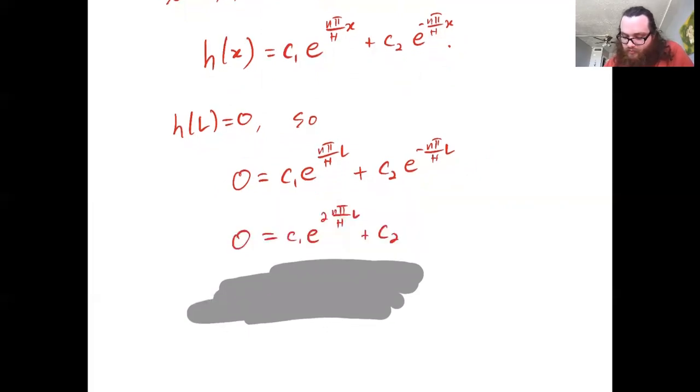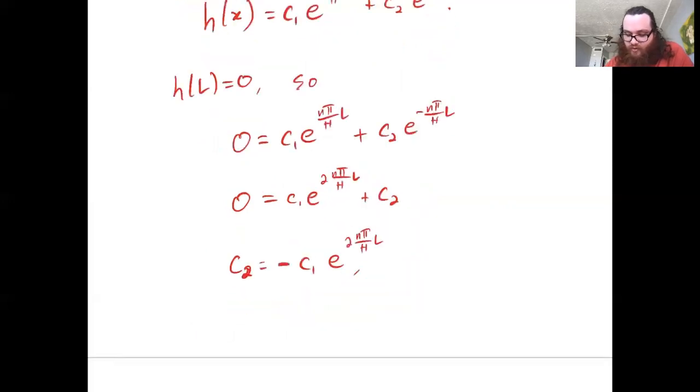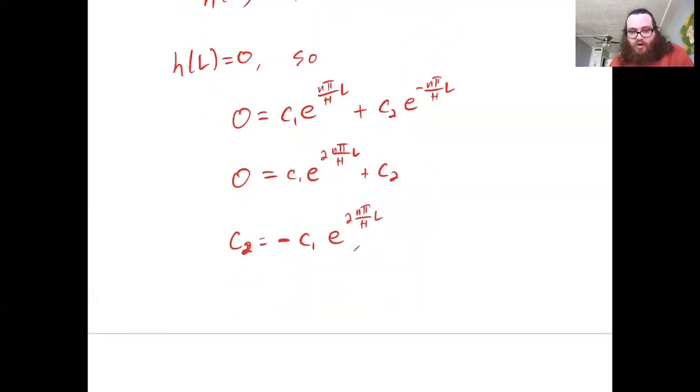And so multiply through by e to the n pi over h times L. That's going to cancel out with this term right here. So we end up with that, which tells us that C2 is going to be minus C1 times e to the 2 n pi over h times L.